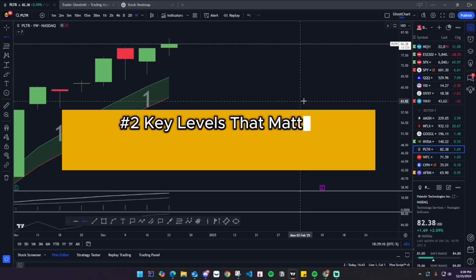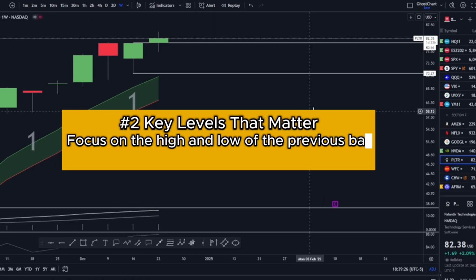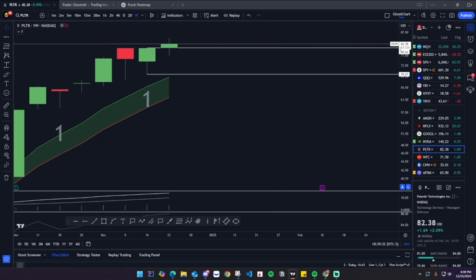Number two, key levels matter. Focus on the high and low of the previous bars to determine your entry and exit points. As you can see here, PLTR off the scanner had a high of 80.66 and a low of 70.27. So I'm going to mark both of those on my chart.